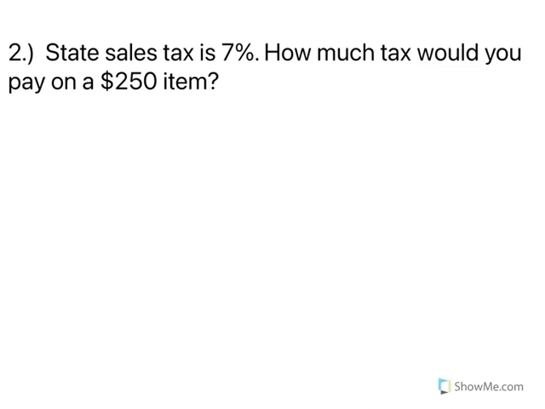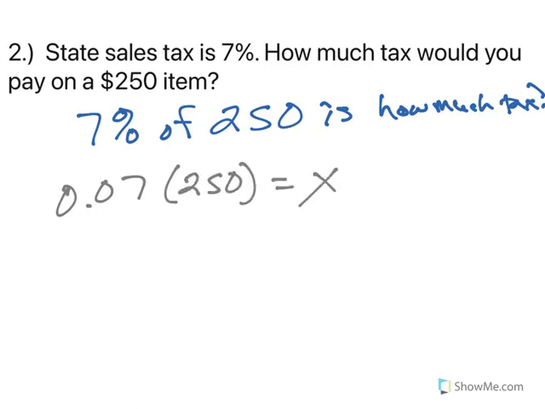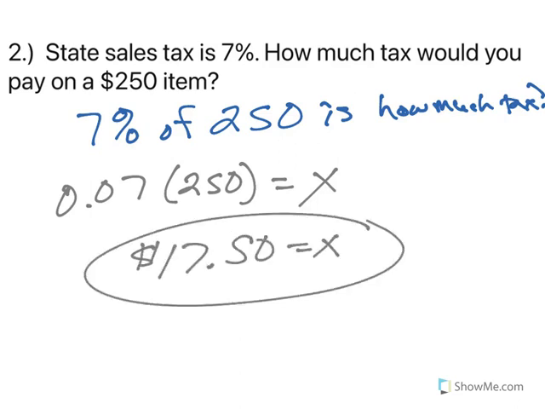State sales tax is 7%. How much tax would you pay on a $250 item? Okay, so sometimes when you're dealing with percentages like this, you've got to think through how does state sales tax work? Well, 7% of 250 is how much tax? That's basically what this question is asking. So 0.07 times 250 is what? Well, multiply those together, and I get $17.50. So if your sales tax is 7% and you buy a $250 item, you're going to pay $17.50 in taxes.